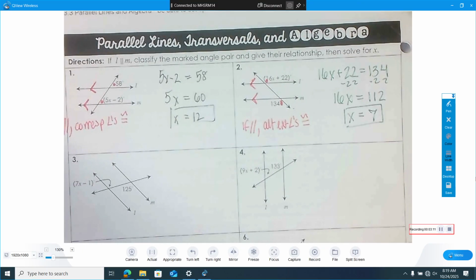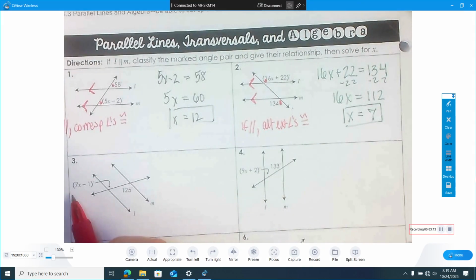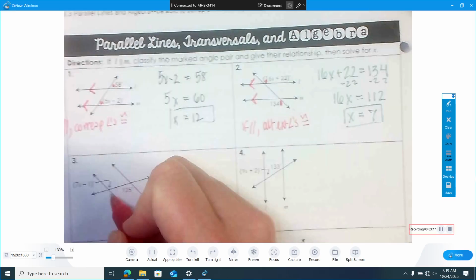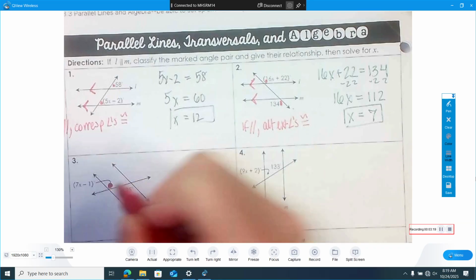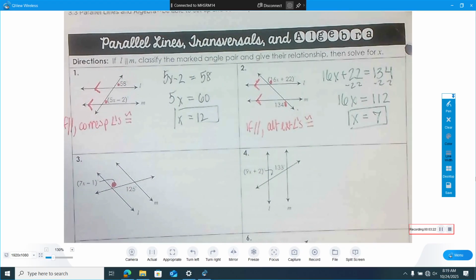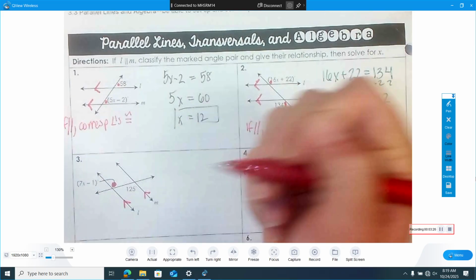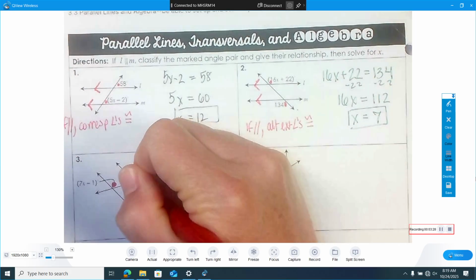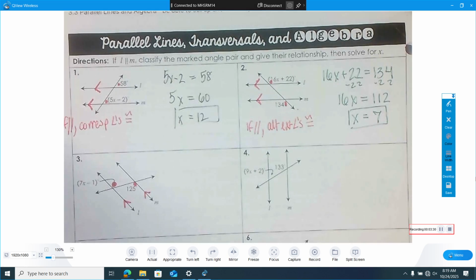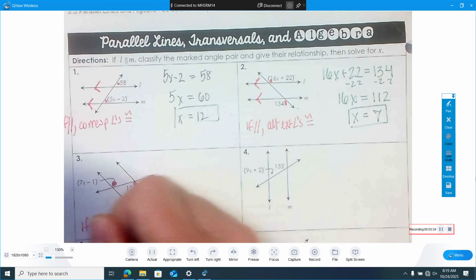All right. Number 3, you'll notice here, really important, we pay close attention to the arrow that is being drawn here. So that is this angle right here. I'm going to note with a little red dot. We know that we have two parallel lines here. Line L and line M are parallel. And then we have these two angles with red dots. What kind of angles are those?